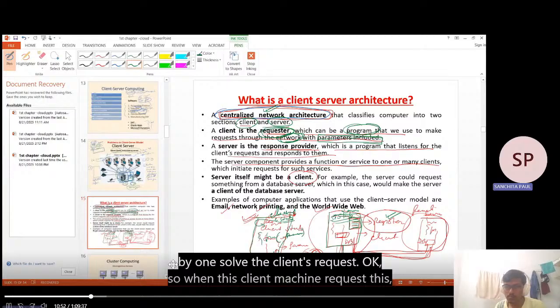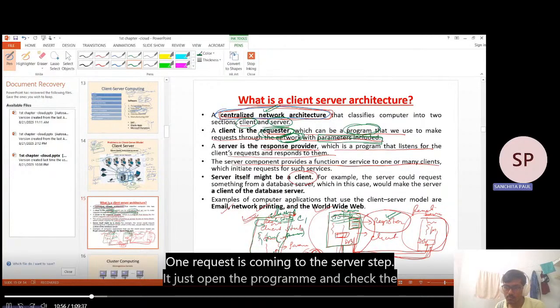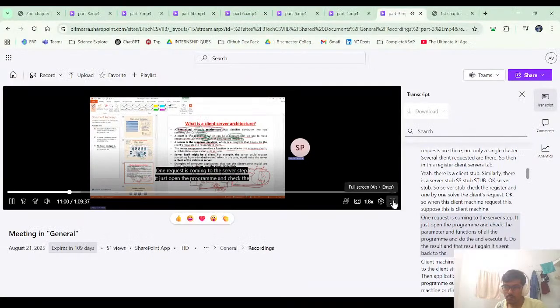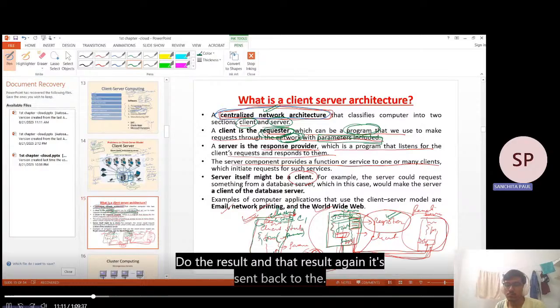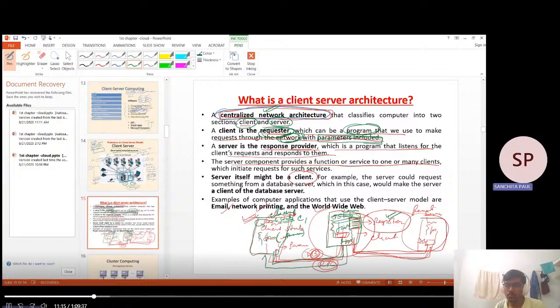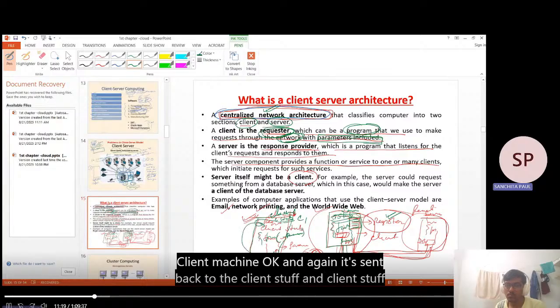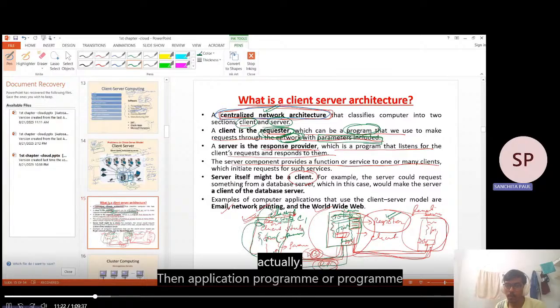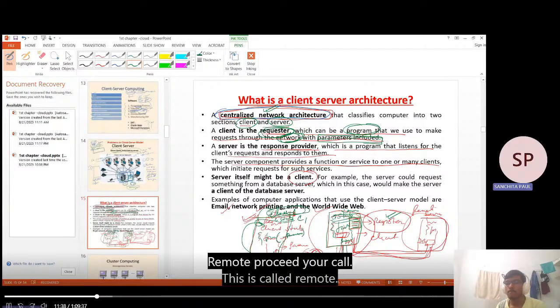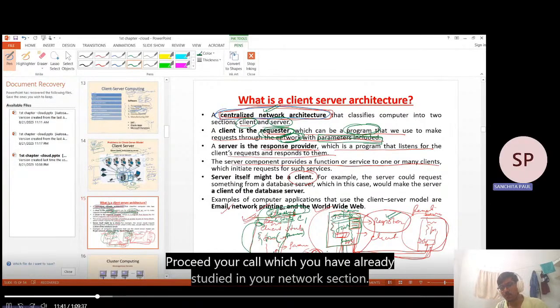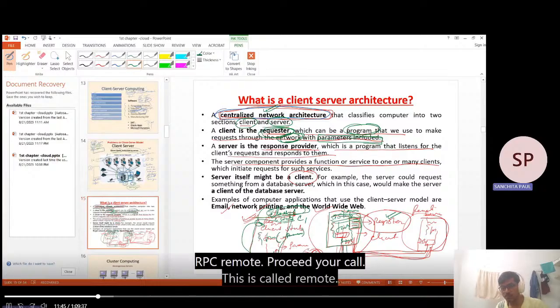So when this client machine requests, suppose this is client machine 1, the request comes to the server stub. It opens the program, checks the parameters and functions of the program, executes it, produces the result, and sends that result back to the client machine, to the client stub, and the application program output is shown on the client machine. So this type of architecture is generally called remote procedure call, which you have already studied in your network section. RPC, remote procedure call, or distributed object.